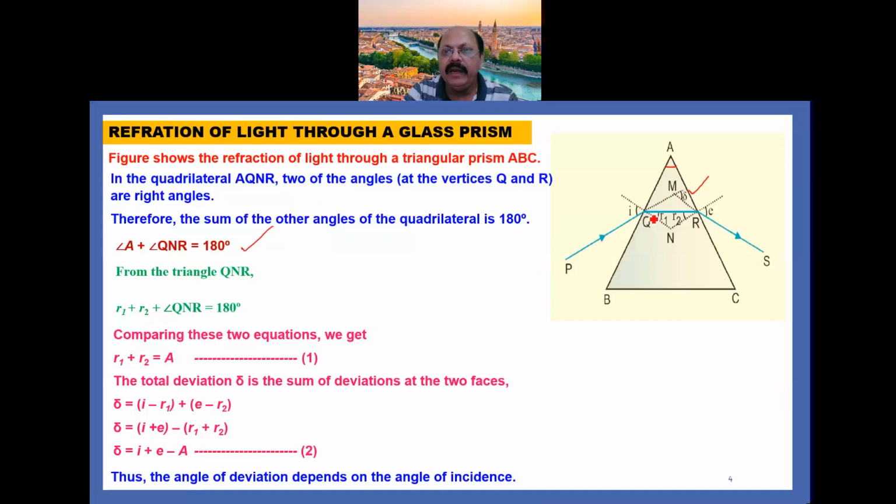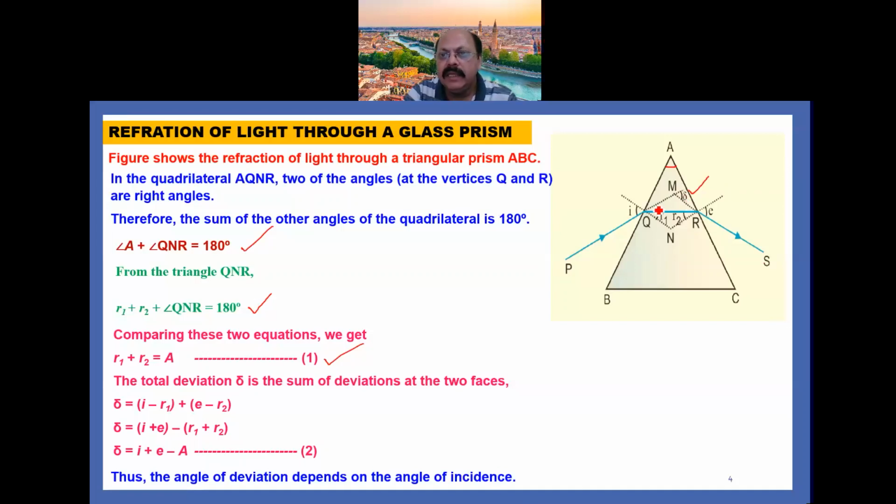Now from triangle QNR, we can say that angle R1 plus angle R2 plus angle QNR is equal to 180 degrees. Now compare these two equations, then we get R1 plus R2 equal to A. So mark this equation number 1. Now you see the diagram again.